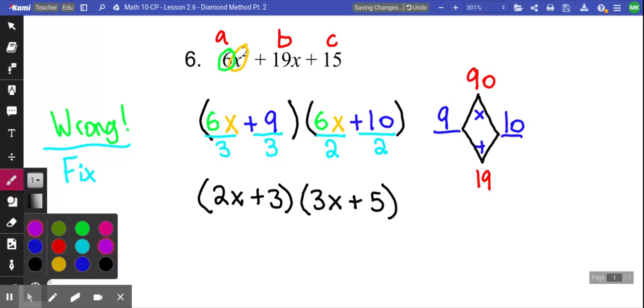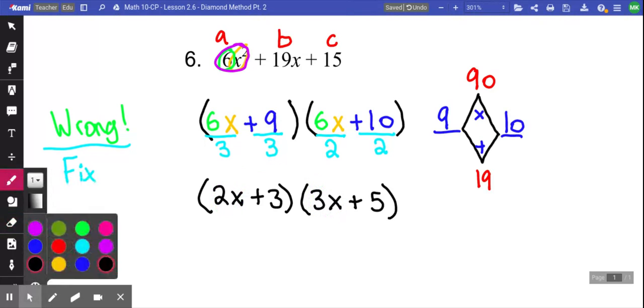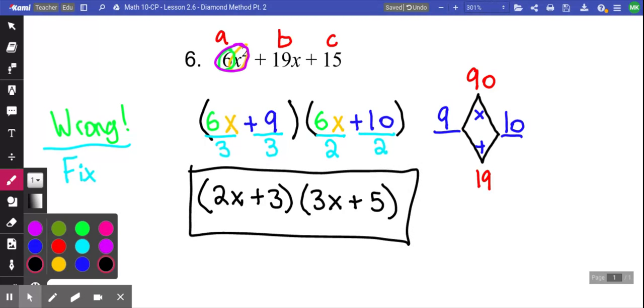And you'll notice 2x times 3x gives you 6x squared. So my first term still makes sense. That is diamond and correct when the a value has to be broken into pieces to divide out.